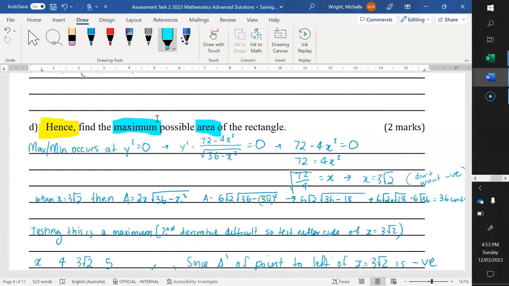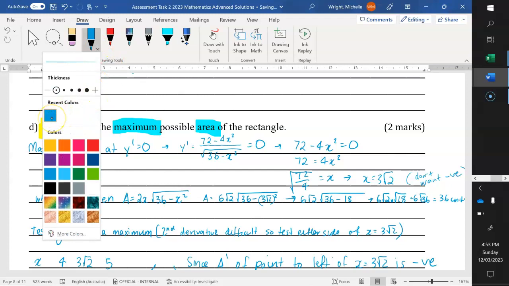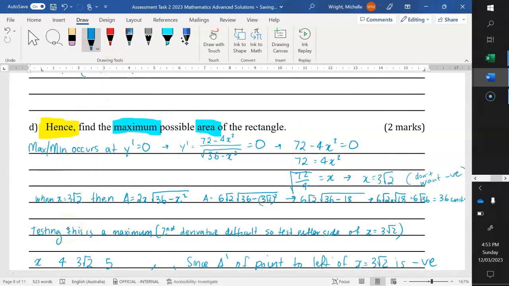So you need to possibly highlight those or make those stand out so you're doing what the question is asking you to do, because not everybody did that. Okay, now this is fairly straightforward. When we have a maximum in these questions, think back to when we were sketching our curves. A maximum was going to look like that. It is a stationary point.